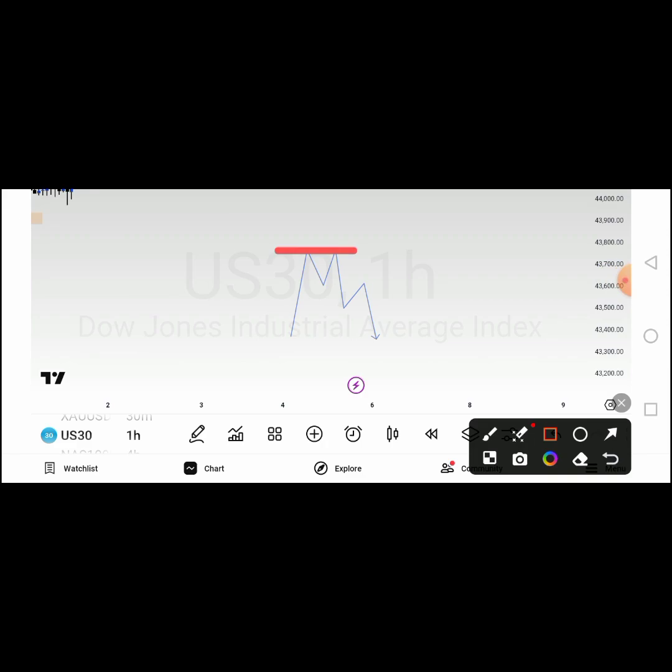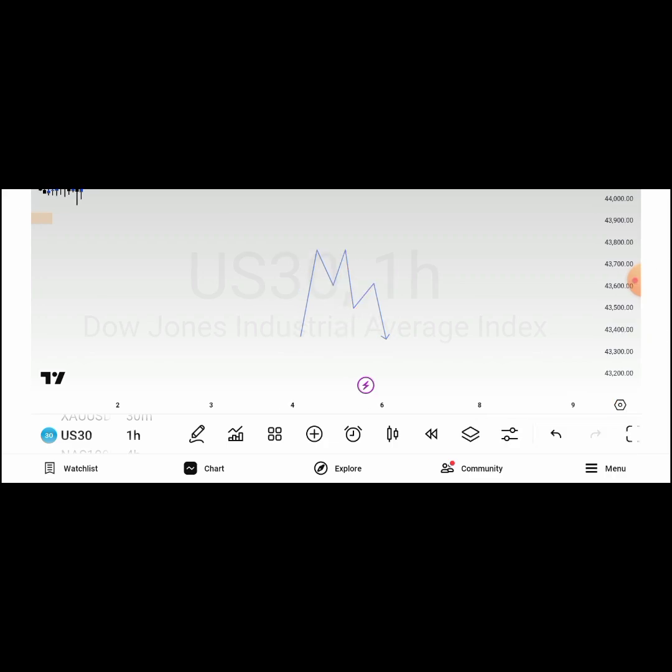Then this down here where it broke is called the neckline. When it broke, it came and retested. Remember that break and retest, that's how the market moves in waves. So when it was broken, the market retested it. This is called a double top.